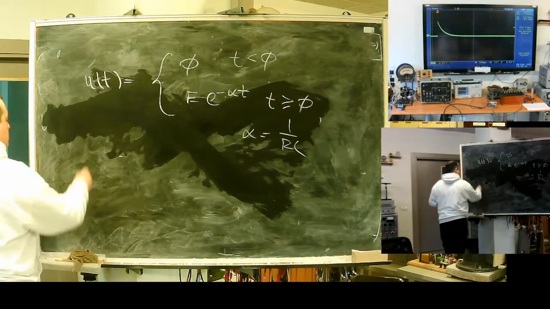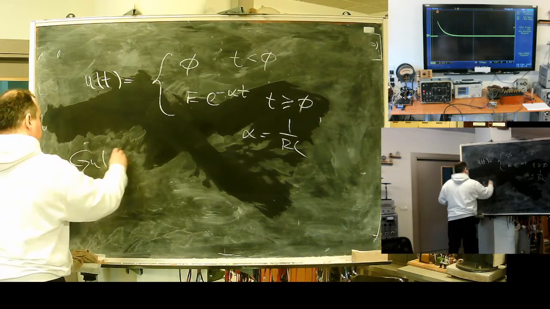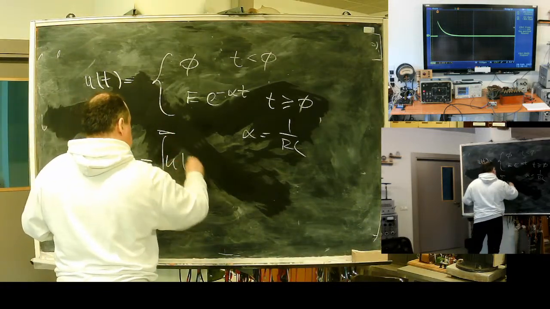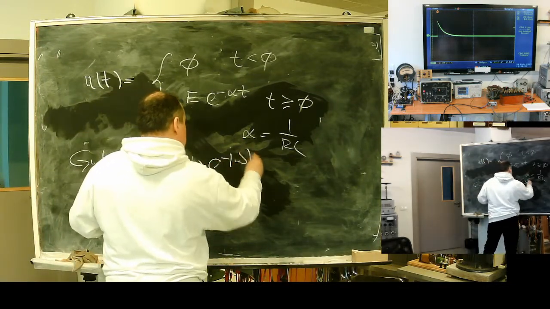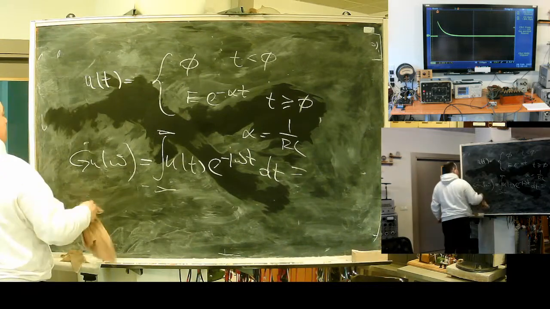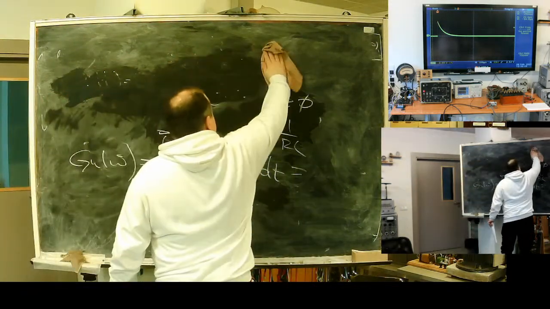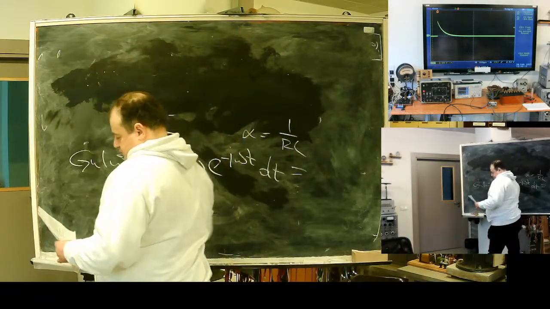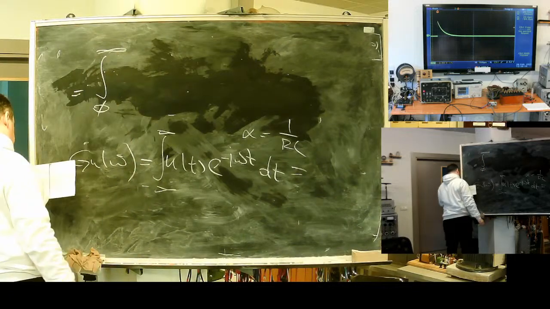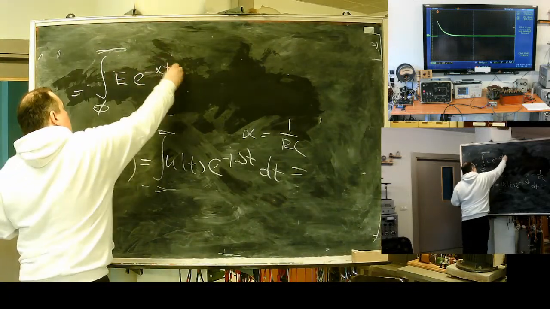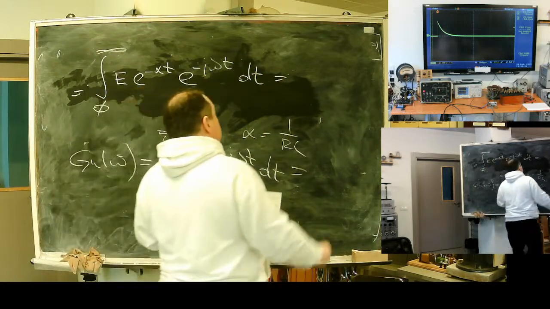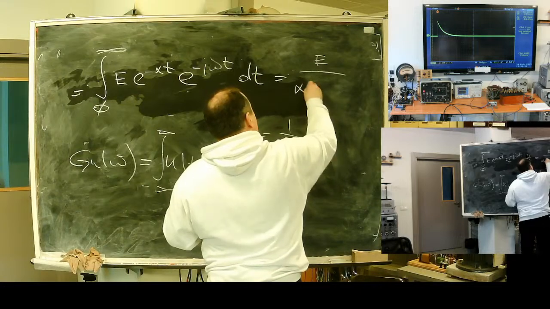What will be the equation for the spectral function? Integral from minus infinity to infinity of f(t) e to the power minus j omega t dt equals the integral from 0 to infinity of e to the power minus alpha t, minus j omega t dt, and equals 1 divided by alpha plus j omega.